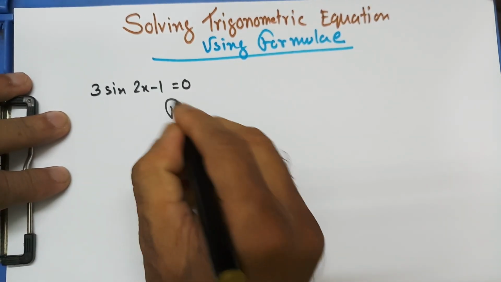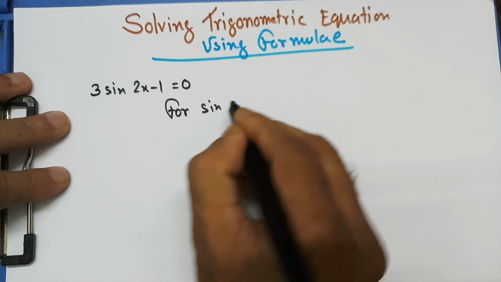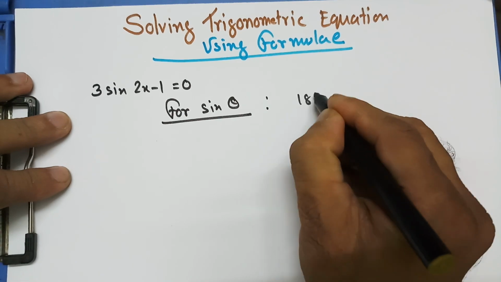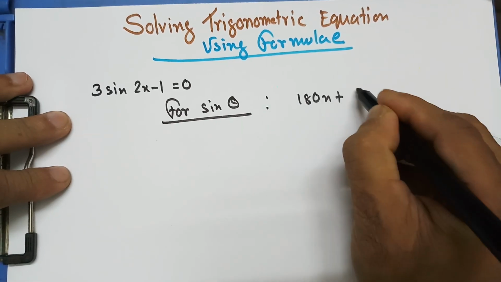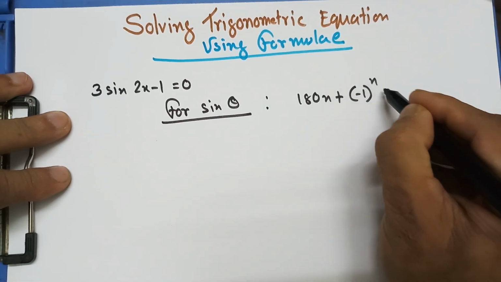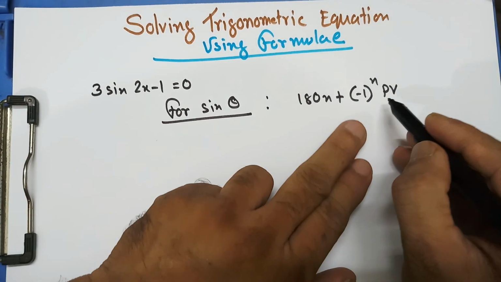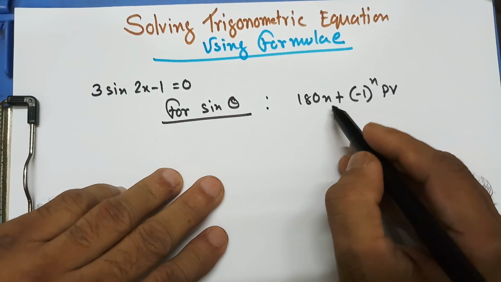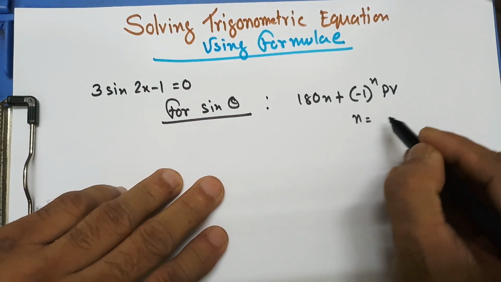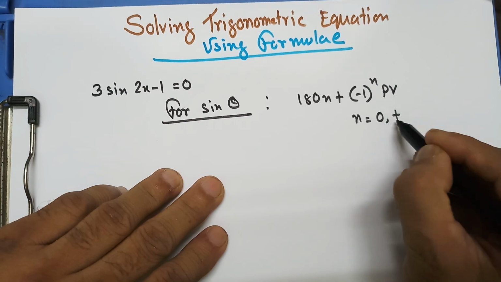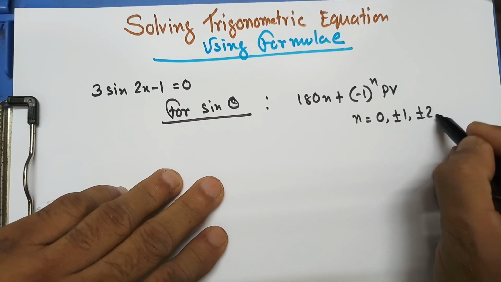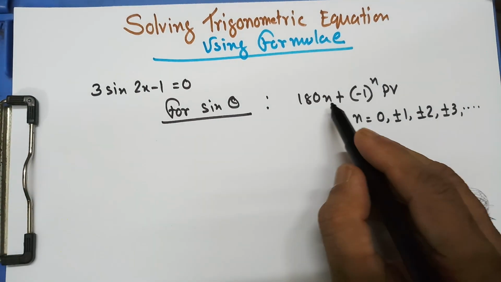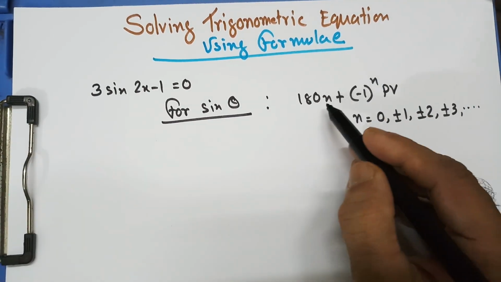Now for sine theta, the formula is 180 n plus minus 1 to the power n PV. This PV means primary value, or the calculator value. And this n, we're going to start from 0, then plus minus 1, plus minus 2, plus minus 3, and we keep going on. If you remember this one, this is pretty easy.